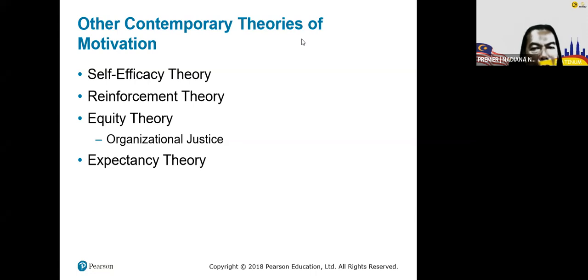Okay, other contemporary theories of motivation: self-efficacy theory, which is more used in OB, reinforcement theory, and equity theory, which is more on organizational justice. That's why people quit the organization, because they don't get organizational justice or distributive justice. Next, expectancy theory. Okay.